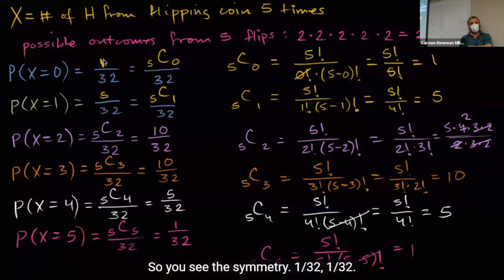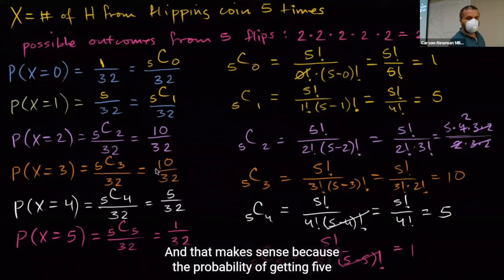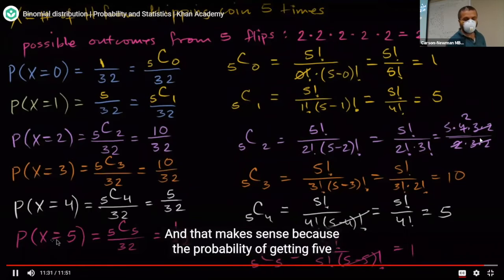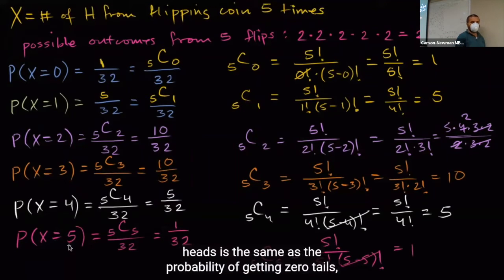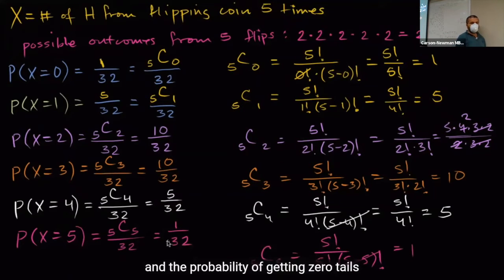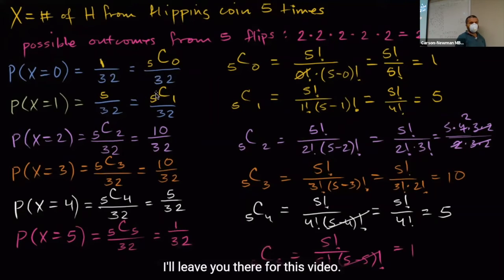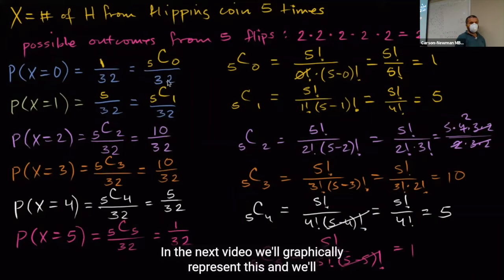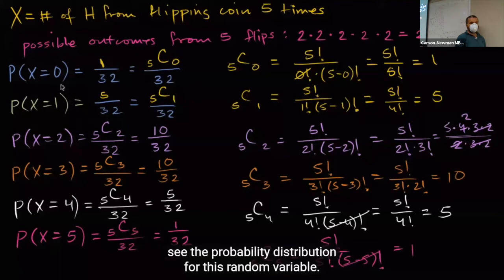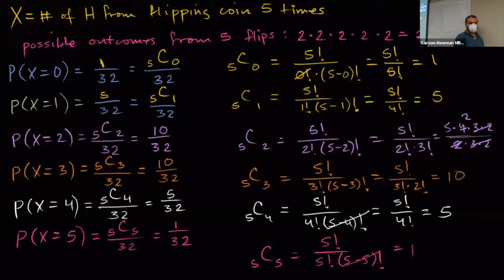And so you see the symmetry: 1/32, 1/32, 5/32, 5/32, 10/32, 10/32. And that makes sense because the probability of getting 5 heads is the same as the probability of getting 0 tails, which should be the same as the probability of getting 0 heads. So I'll leave you there for this video. In the next video, we'll graphically represent this and see the probability distribution for this random variable.